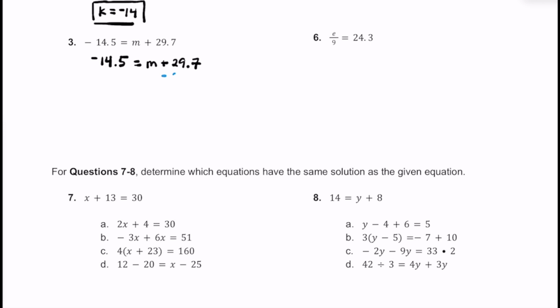So we can go ahead and use the subtraction property of equality and take away 29.7 on both sides of the equation. All right. So using the subtraction property of equality, notice that we're going to end up with just m plus 0 on the right side. And on the left side, it looks like we have a negative minus a negative. So this is really just going to turn into negative 14.5 minus this 29.7, right? That's the same thing as negative 14.5 plus a negative 29.7. So that's just rewriting it as an addition problem.